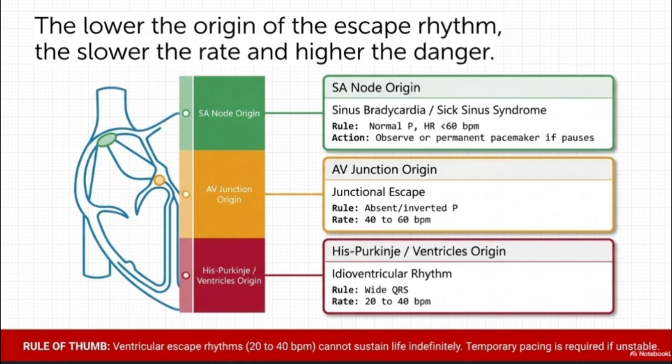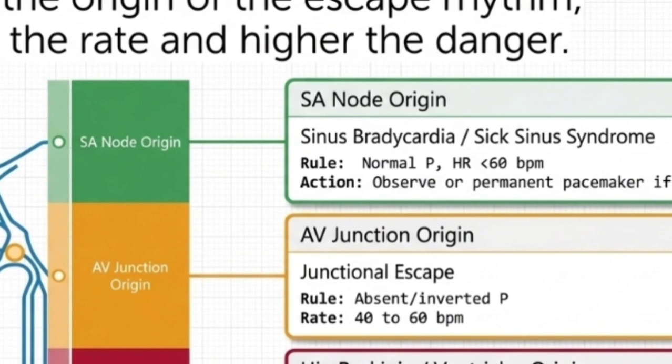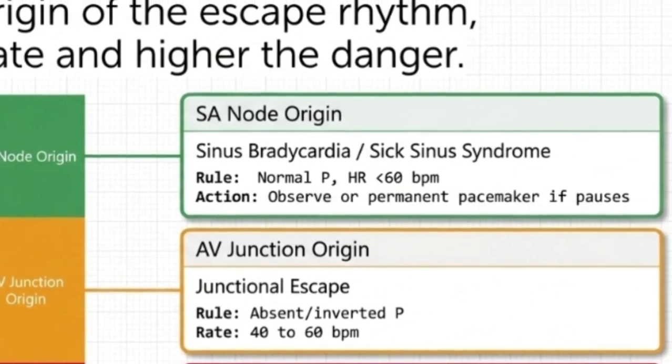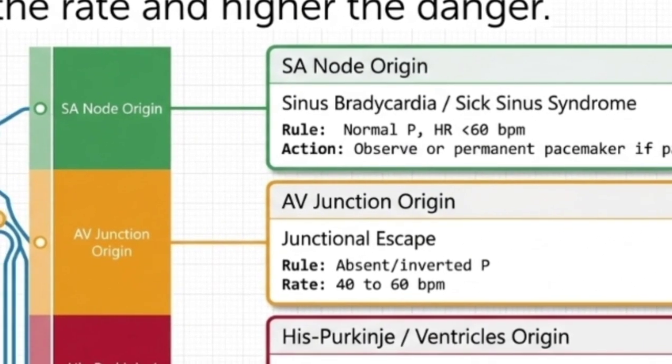The lower the origin of the escape rhythm, the slower the rate and the higher the danger. So as you can see, with a nodal origin, the problems are sinus bradycardia and sick sinus syndrome, where the P wave is normal but heart rate is below 60. Action is observation, or a permanent pacemaker if pauses are longer and symptomatic.